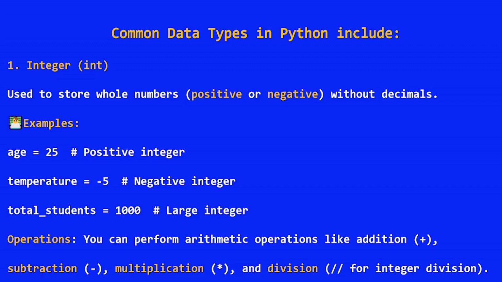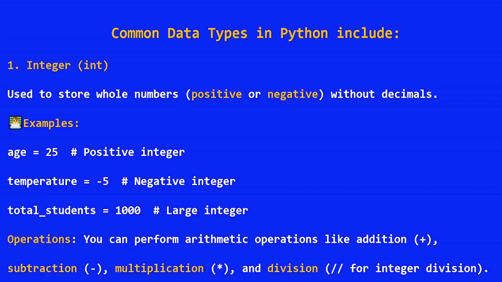For example, age is equal to 25. 25 is a positive integer without any decimal place. Temperature is equal to negative 5. Negative 5 is an integer without any decimal place. So total underscore student is equal to 1,000. It's also an integer, but it's a large integer.